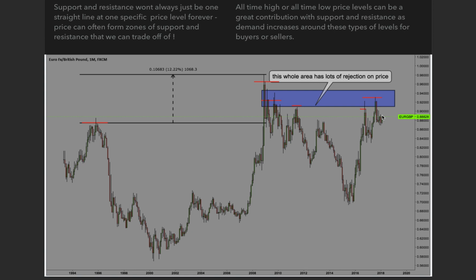Right? So support and resistance isn't always going to be just one specific straight line or price level forever. It can often form zones of price, an area on the chart. Now, all-time high or all-time low price levels can be a great contribution to support and resistance as the demand increases around these types of levels for buyers and sellers.